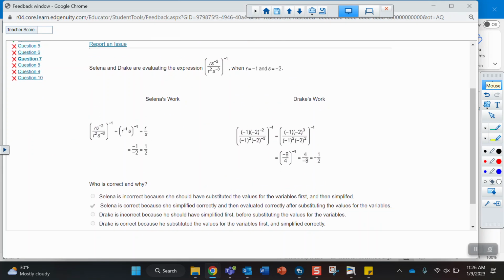Selena is correct because she simplified correctly and then evaluated correctly after substituting the values for the variables. Drake is incorrect because he should have simplified first. We don't have to do that. You can substitute right away. So that reasoning is not valid. He just made an error in his work.